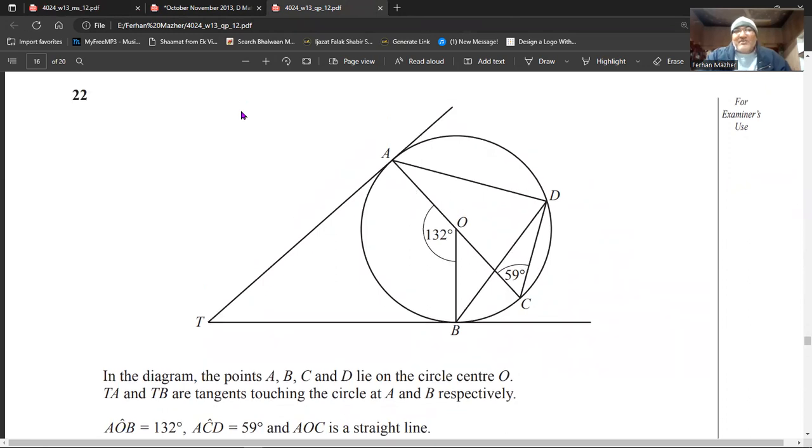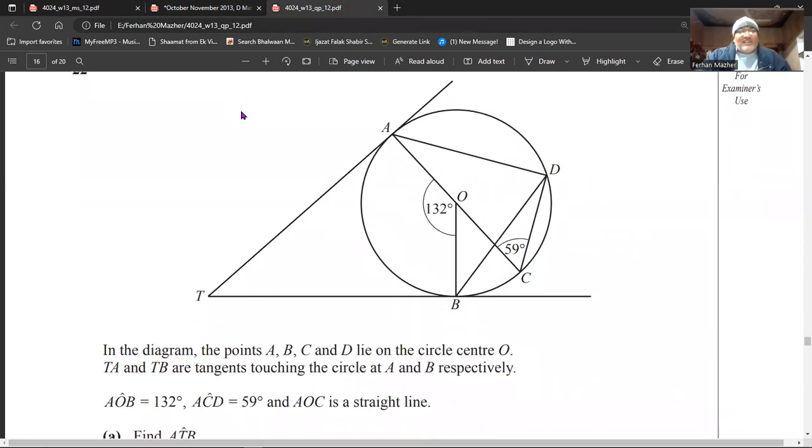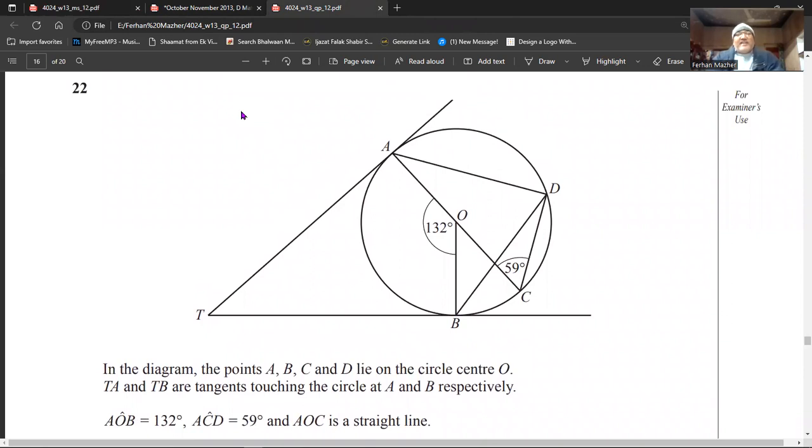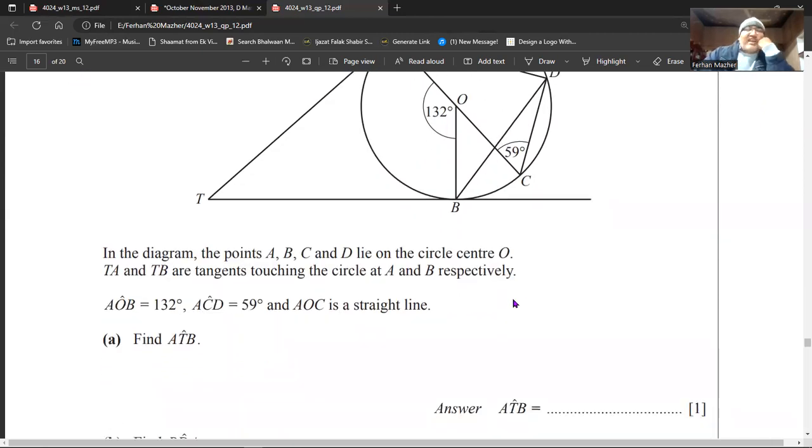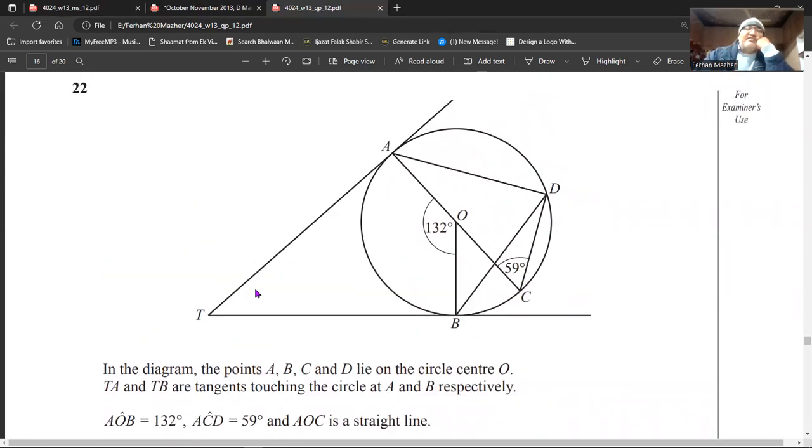Here we have a question coming from the circle properties. In the diagram, the points A, B, C, D lie on the circle with center O. TA and TB are the tangents touching the circle at A and B respectively. Angle AOB is 132, angle ACD is 59, and AOC is a straight line. The question is to find the angle ATB.